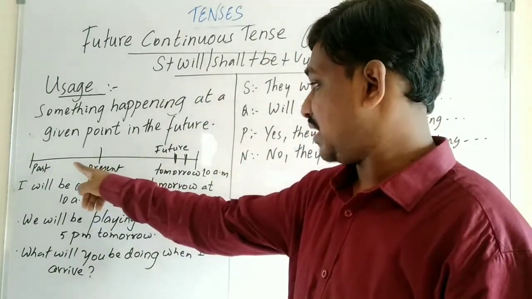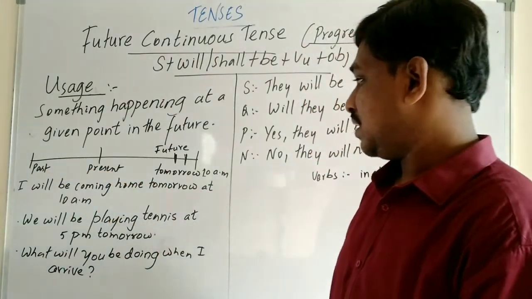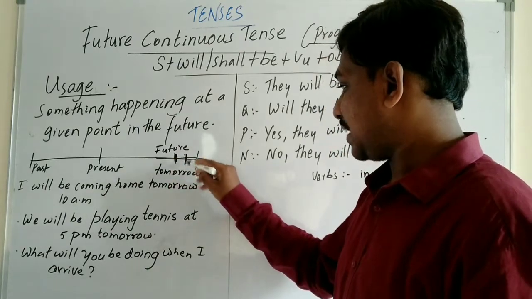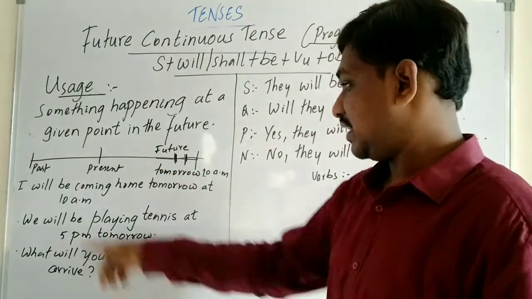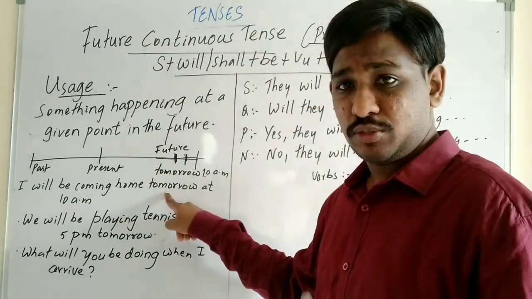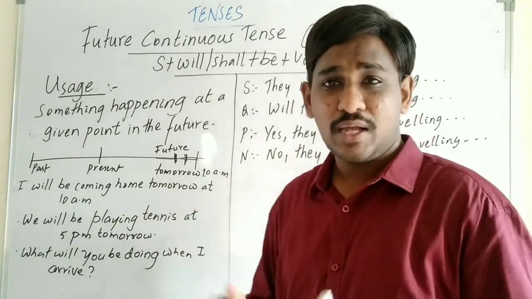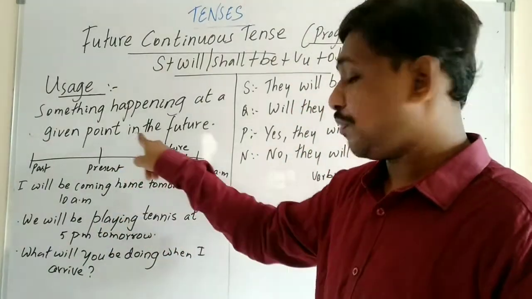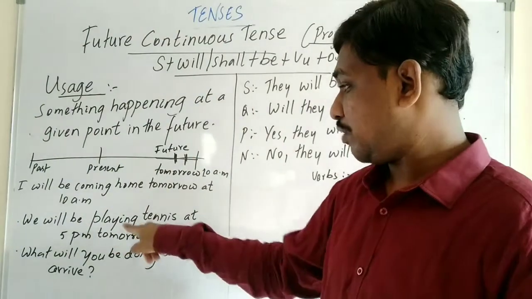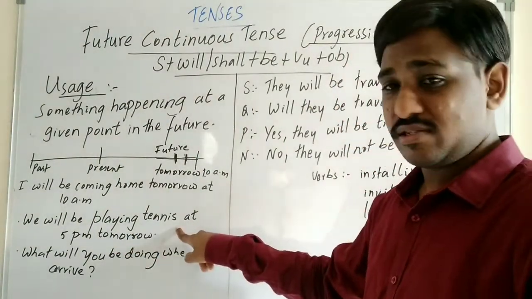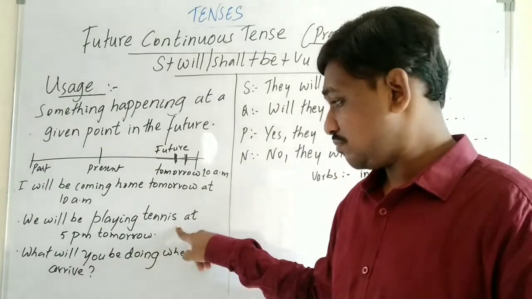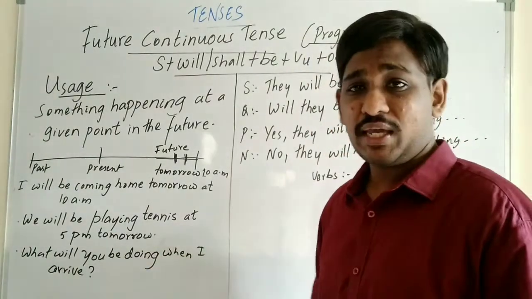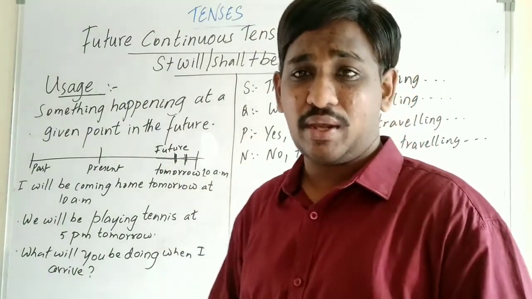So let us see the time chart once. Past tense, present tense. You're speaking about tomorrow 10 o'clock. This is all future, tomorrow. You're speaking at 10 o'clock tomorrow. See the example. I'll be coming home tomorrow at 10 a.m. So you're speaking about a given point of time in the future. Some more examples. We'll be playing tennis at 5 p.m. tomorrow. A question: What will you be doing when I arrive?